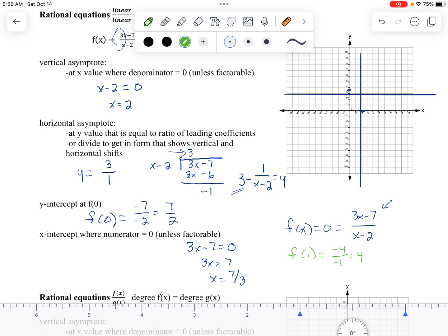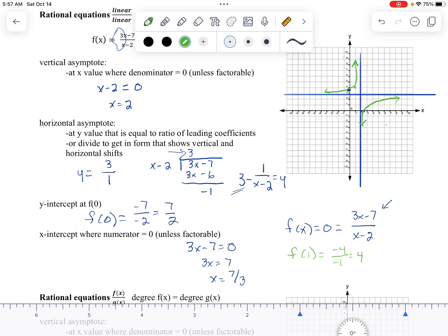So if I plug in 1, that would give me 4. Now I have a couple of points. And these are asymptotes, so I know the ends are going to get closer and closer to the asymptotes. And you can plot as many points as you want to get that rounded shape. Usually if you do maybe 2 a section, that should be good to get the shape.